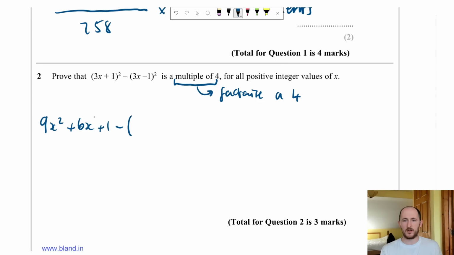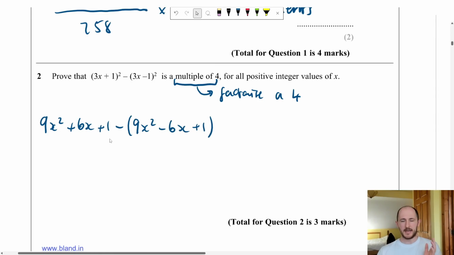Then minus, and we're going to have something fairly similar. We're going to have 3x times 3x, which is 9x squared. Then we're going to have minus 3x, that's minus 6x. And then we're going to have plus 1. Now we can do the taking away. Well, we have 9x squared, take away 9x squared.